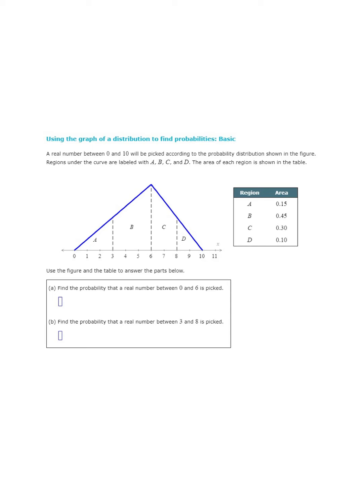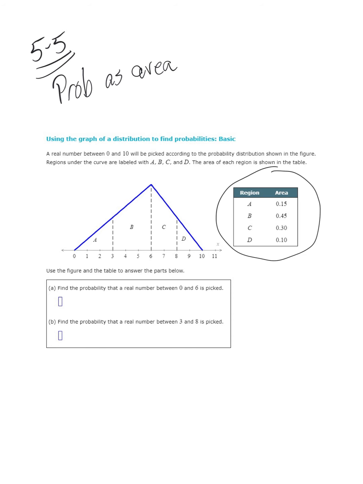Homework 5.5, we start talking about probability as area. In this problem here, you have a probability distribution. Now remember, in a distribution, these numbers right here are going to add up to what? Yes, they add up to 1. So if I added these 4 numbers together, I get 1.